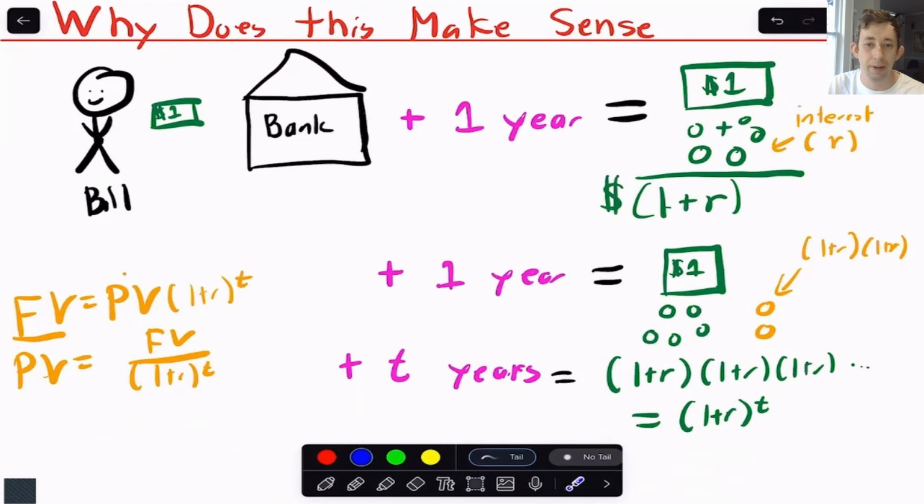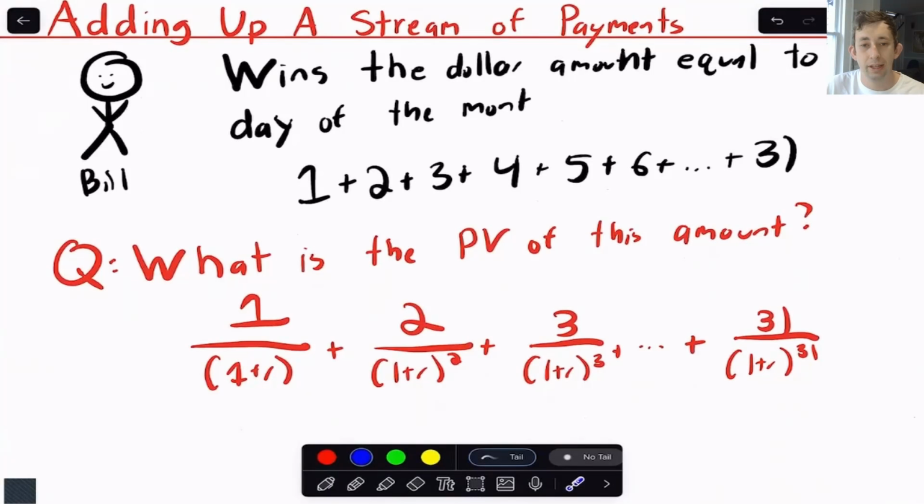Now what we have to think about is, in that example, we had a certain amount of dollars we were getting or paying per year, which is sort of like a stream of payments. And so we need to figure out how to find the present value of a stream of future payments. Just to make it a little clearer what I mean by a stream of payments, suppose again you're Bill, and now suppose that you're winning a dollar amount equal to the day of the month. So on the first day of the month you get $1, the second day of the month you get $2, $3, $4, all the way to the 31st day of the month when you get $31. And so the question would be, what is the present value of that stream of payments?